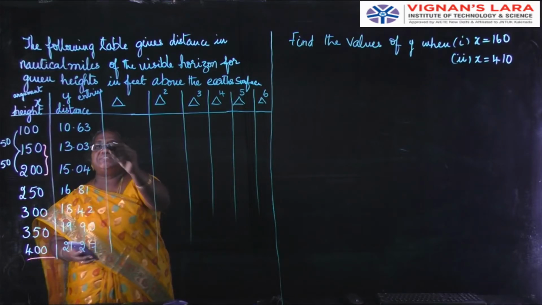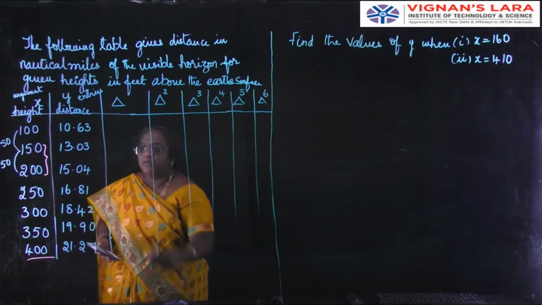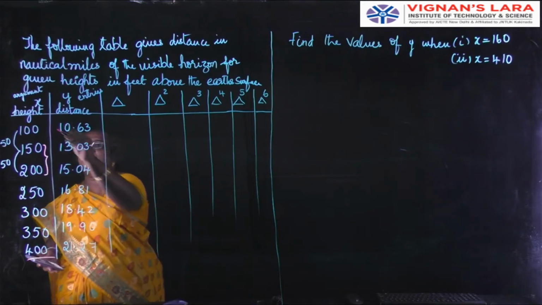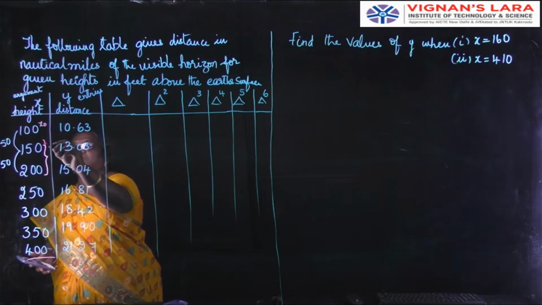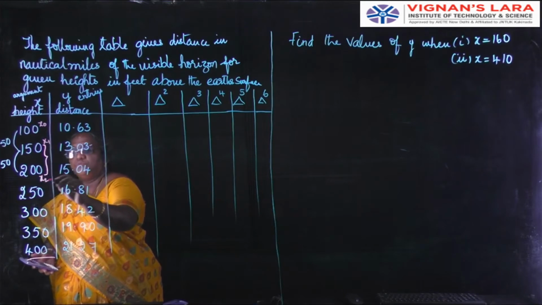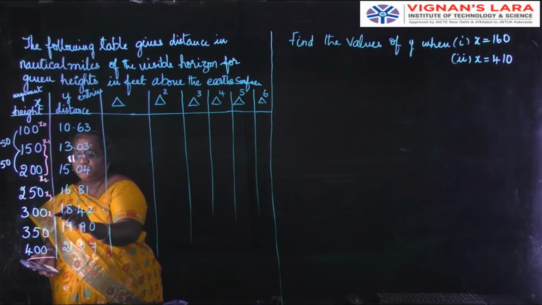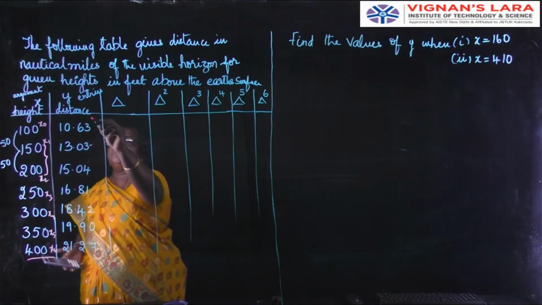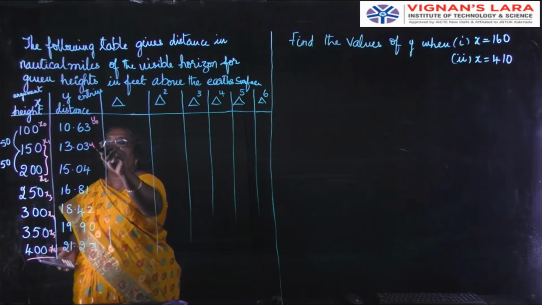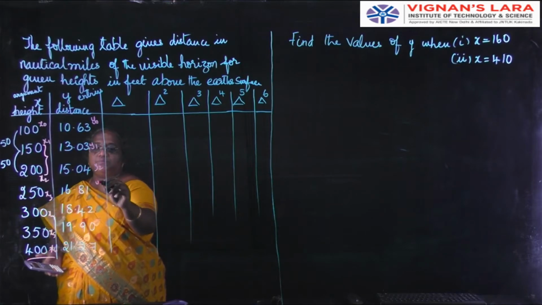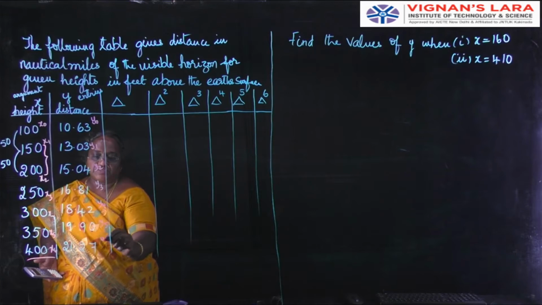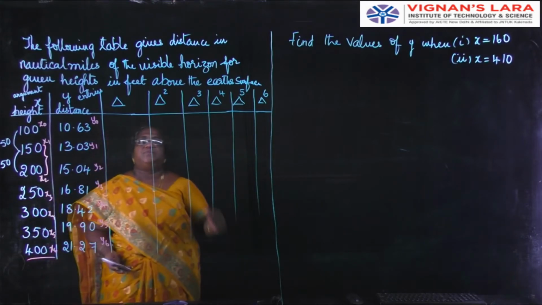So how much is 13 minus here? 13 minus. So we call them as here. This is called x0. This is x1, x2, x3, x4, x5, x6. So this is correspondingly y0, y1, y2, y3, y4, y5, y6. So now first forward difference.